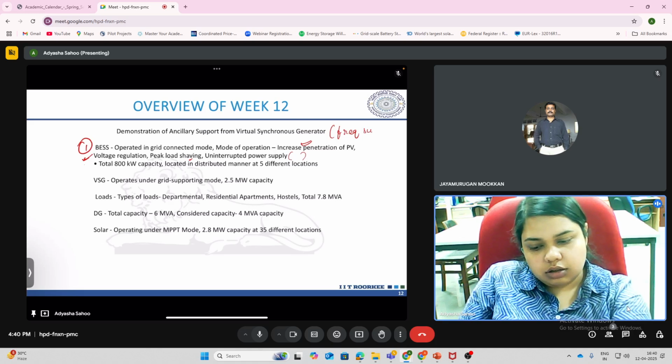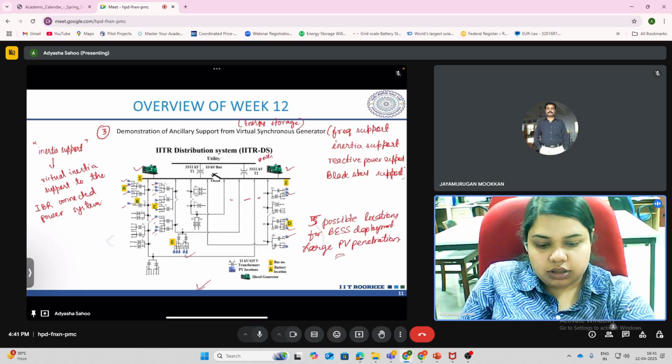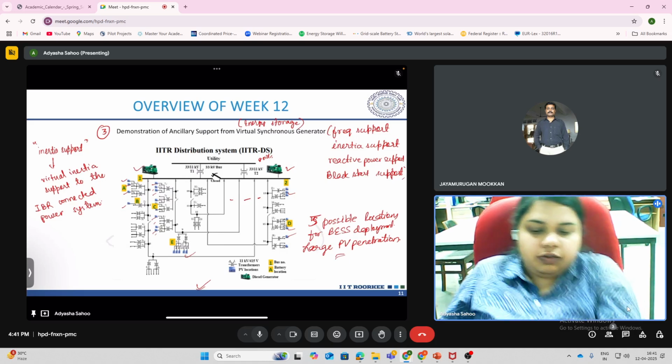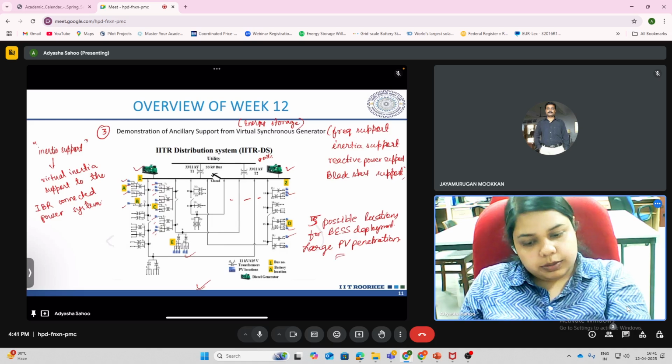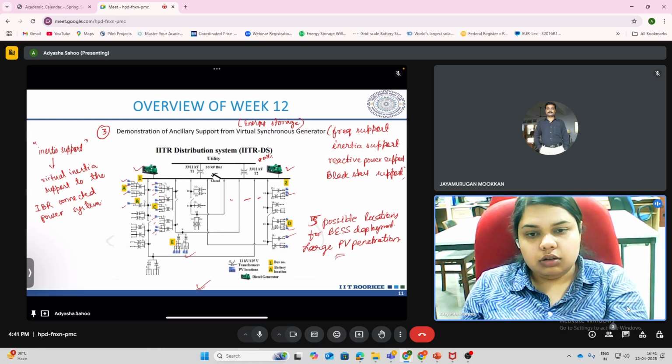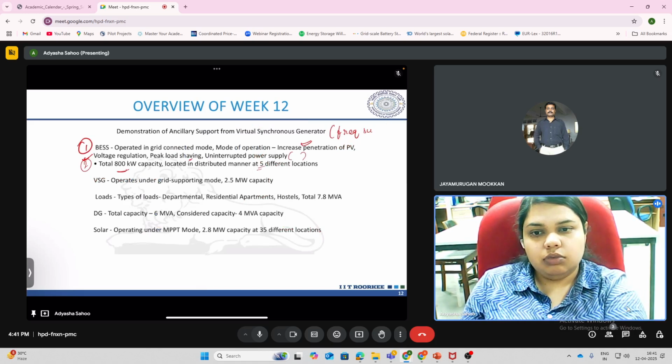Then next thing you have is the capacity. So a total of 800 kilowatt capacity is planned to be deployed at five different locations that we saw in the previous slide, right? So A, B, C, D, E are the five locations, and the total capacity for the five locations is to be around 800 kilowatt. Then we have the virtual synchronous generator. So it is in the grid supporting mode and of 2.5 megawatt capacity.